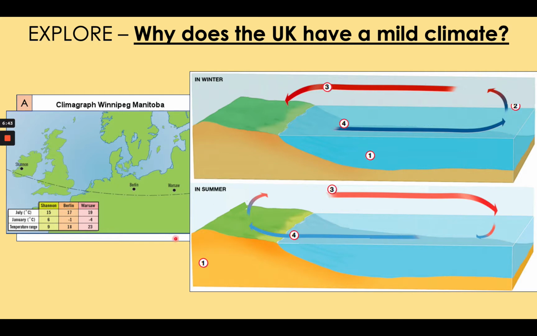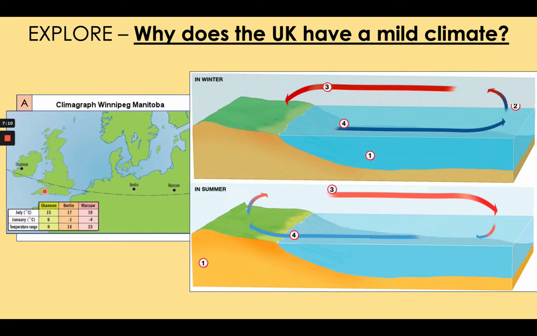And it all has to do with this. Take these two cities, Shannon and Warsaw here. Shannon is very close to the sea. Warsaw is much further from the sea. In winter, Shannon is much warmer than Warsaw, and in summer it's not as warm. The temperature range in Shannon is much smaller than the temperature range in Warsaw because it's closer to the sea.